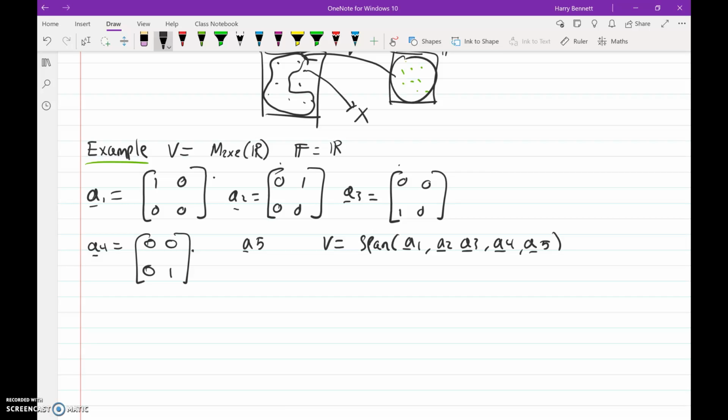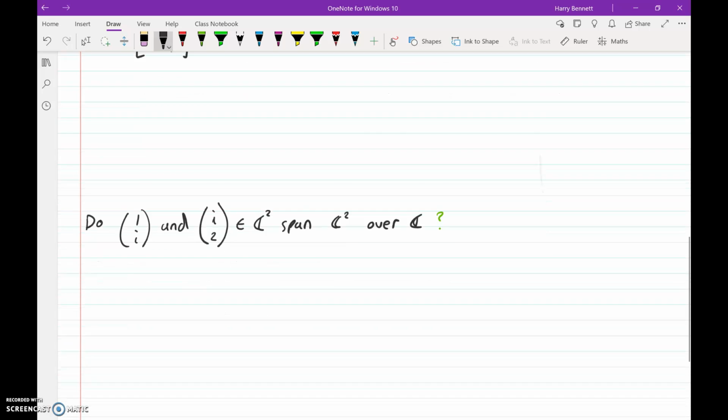So I could take A1 with a half as the first entry, then 1, 1. Or I could take A4 equal to 0, 0, 0, 5. There are an infinite number of sets. So we'll go down to a question.